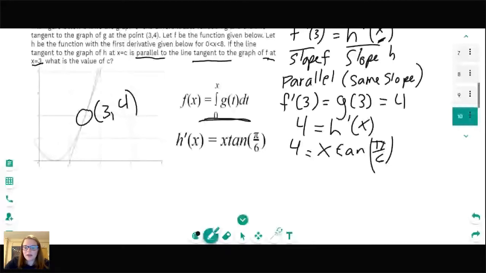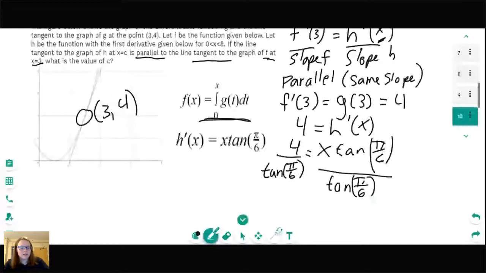So if we just divide by tangent of pi over 6, put this in parentheses here, then we'll have x. So 4 divided by a tangent of pi over 6, we get, let me just check my work, 6.928. And then I should probably use approximately here, 6.928.